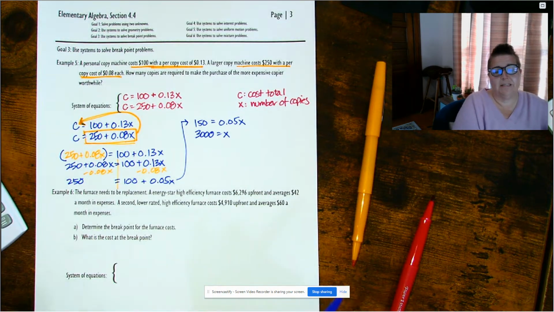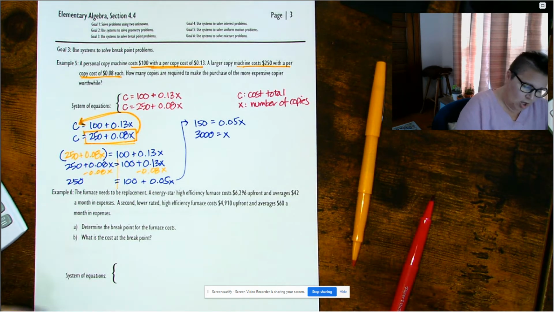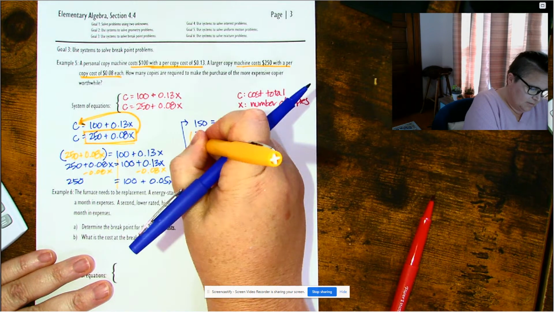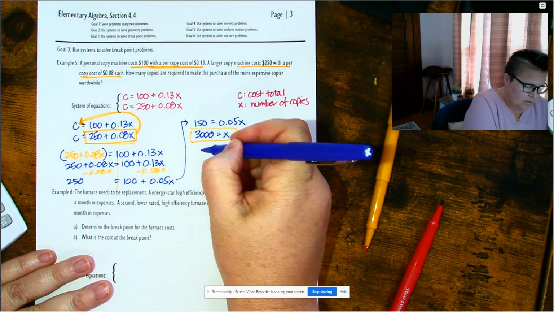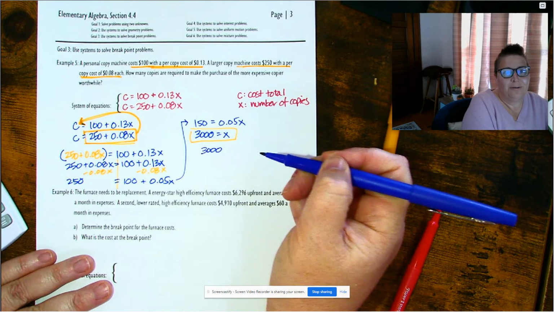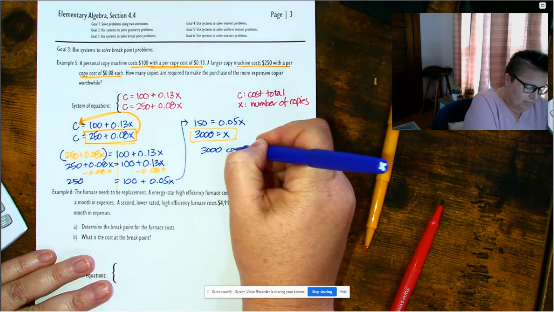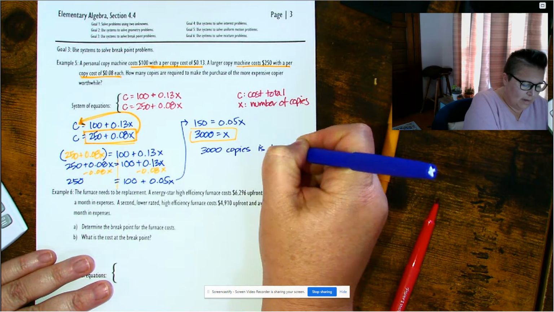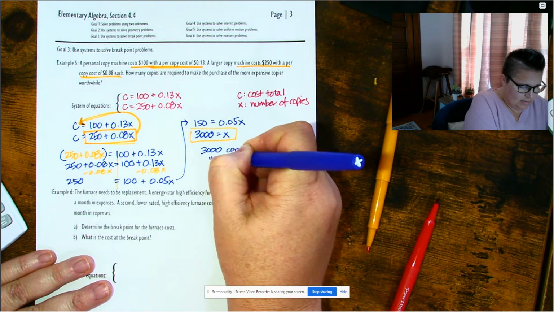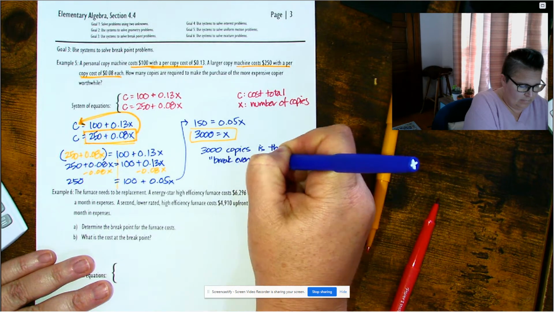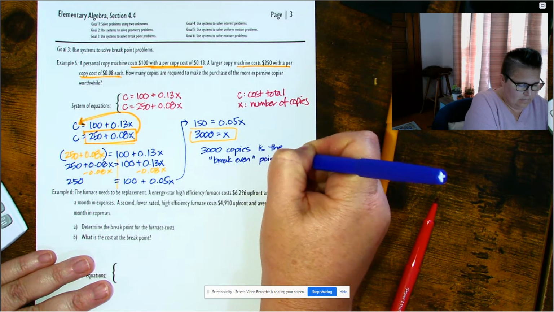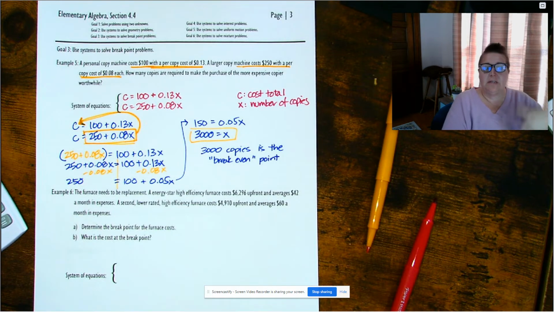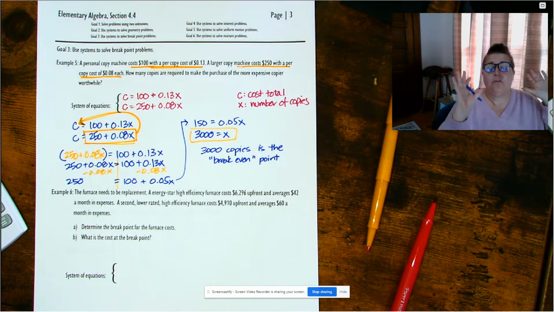So what is this telling us? This is telling us that x is equal to 3,000 copies, which is the break-even point. Once you hit 3,000 copies, then the more expensive copier actually becomes cheaper in the long run. Because at 3,000 copies, you're paying the same amount of money for both copiers.